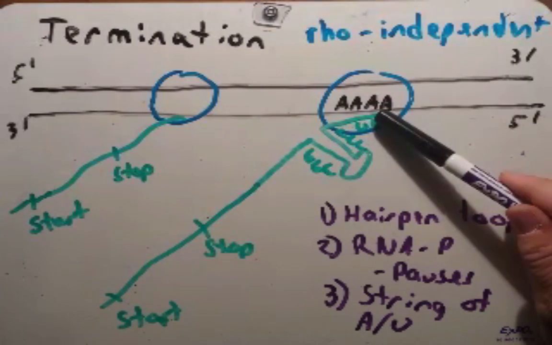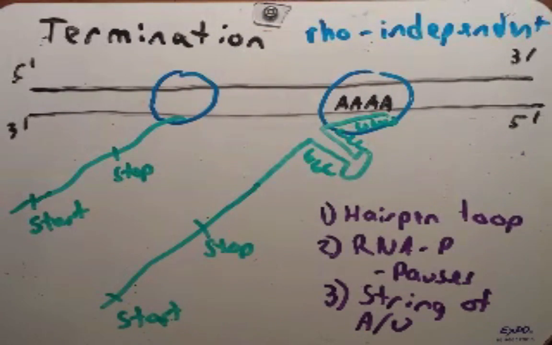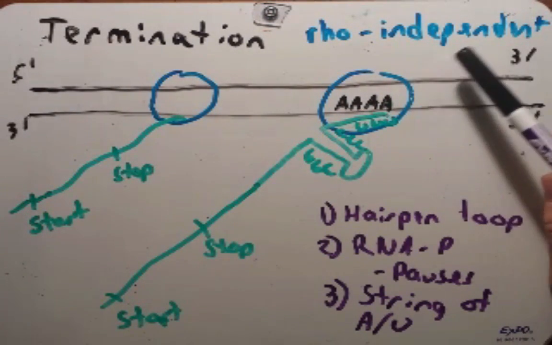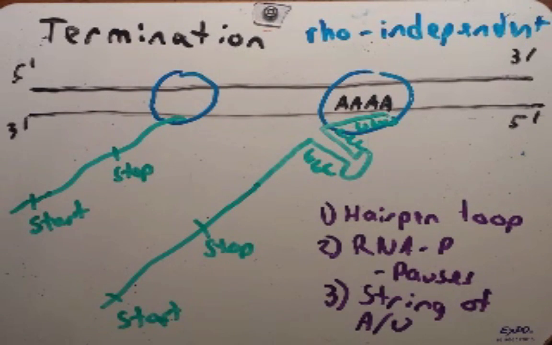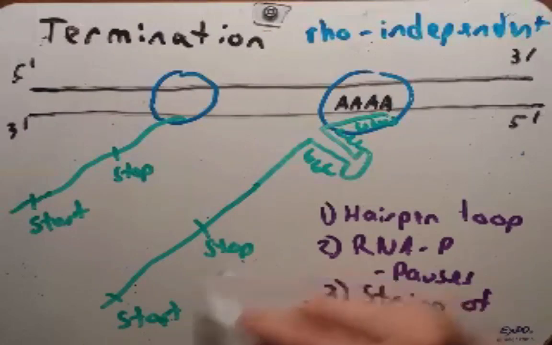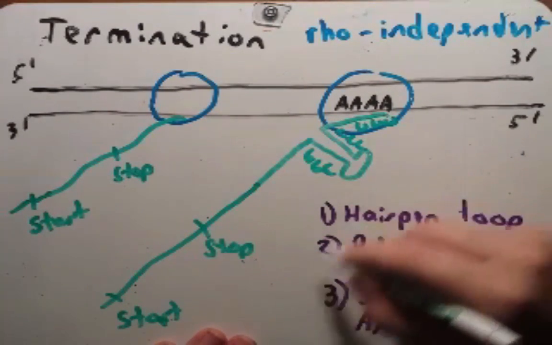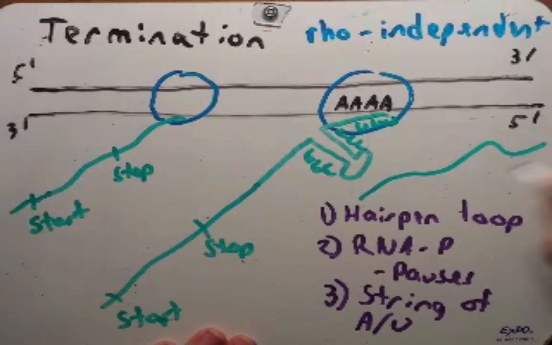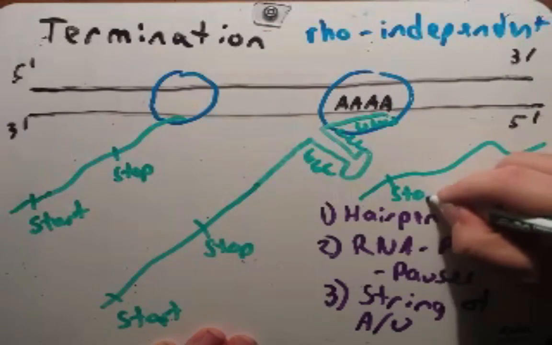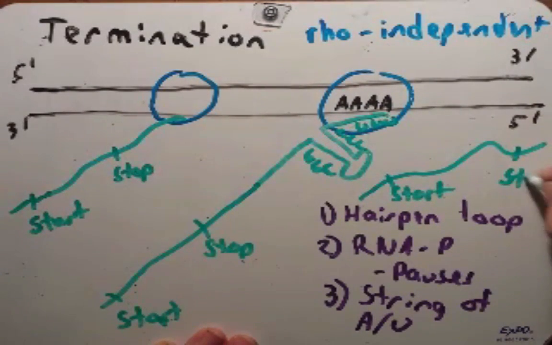And then it causes the RNA to be released and the RNA polymerase to be released, and transcription at this point is now stopped. So once this happens, this RNA molecule is released. I don't really have anywhere to draw it, so I'll just draw it here with our start and our stop. And now it can be translated.